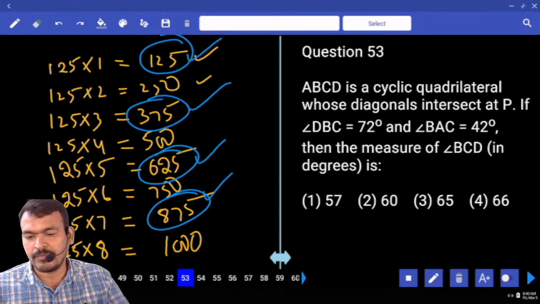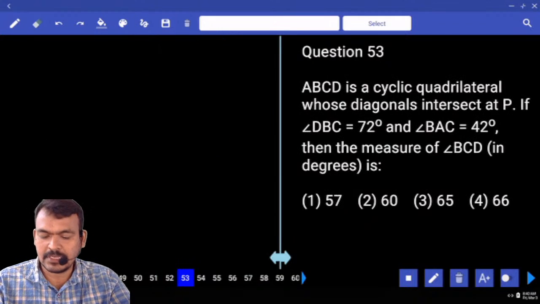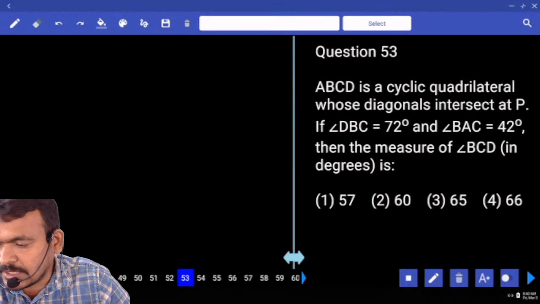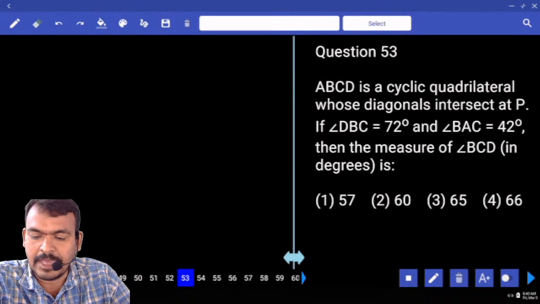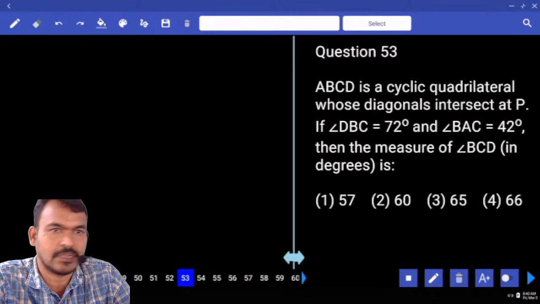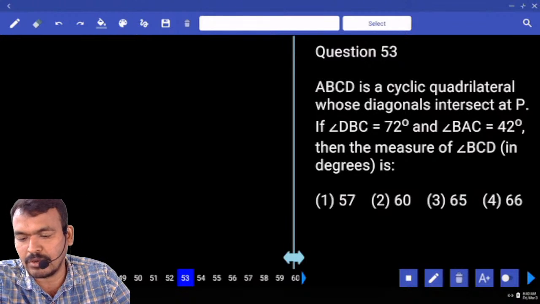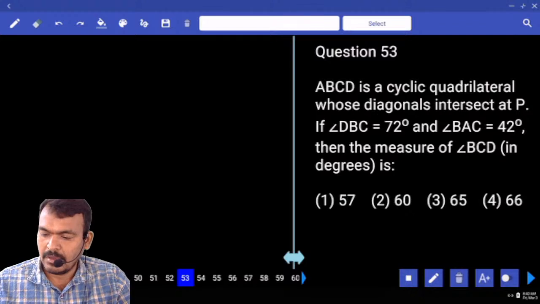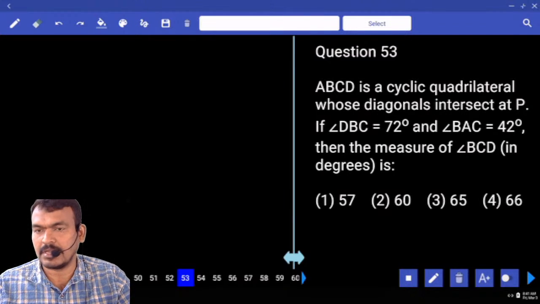Next, question number 53. ABCD is a cyclic quadrilateral whose diagonals intersect at P. Angle DBC equals 72 degrees and angle BAC equals 42 degrees. What is the measure of angle BCD?